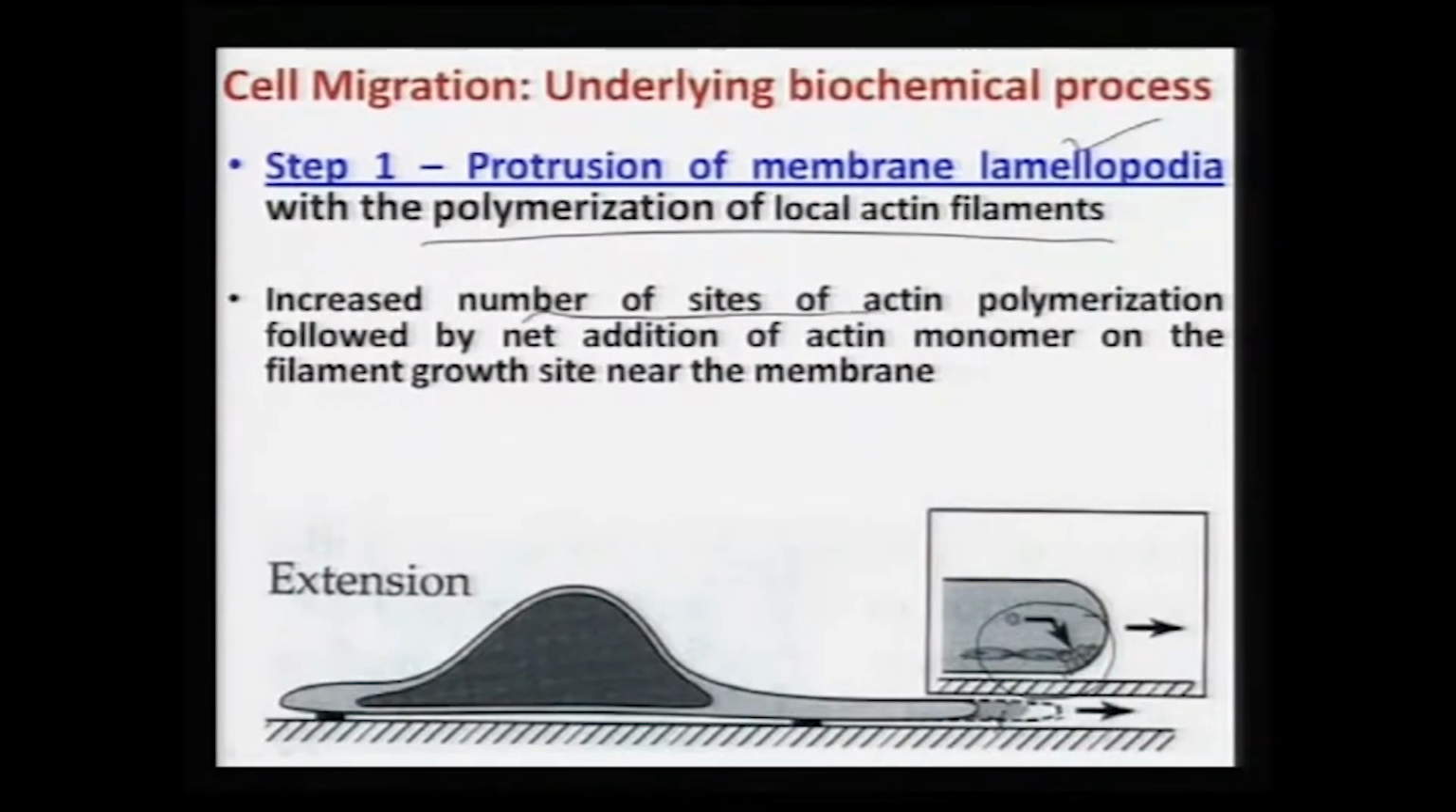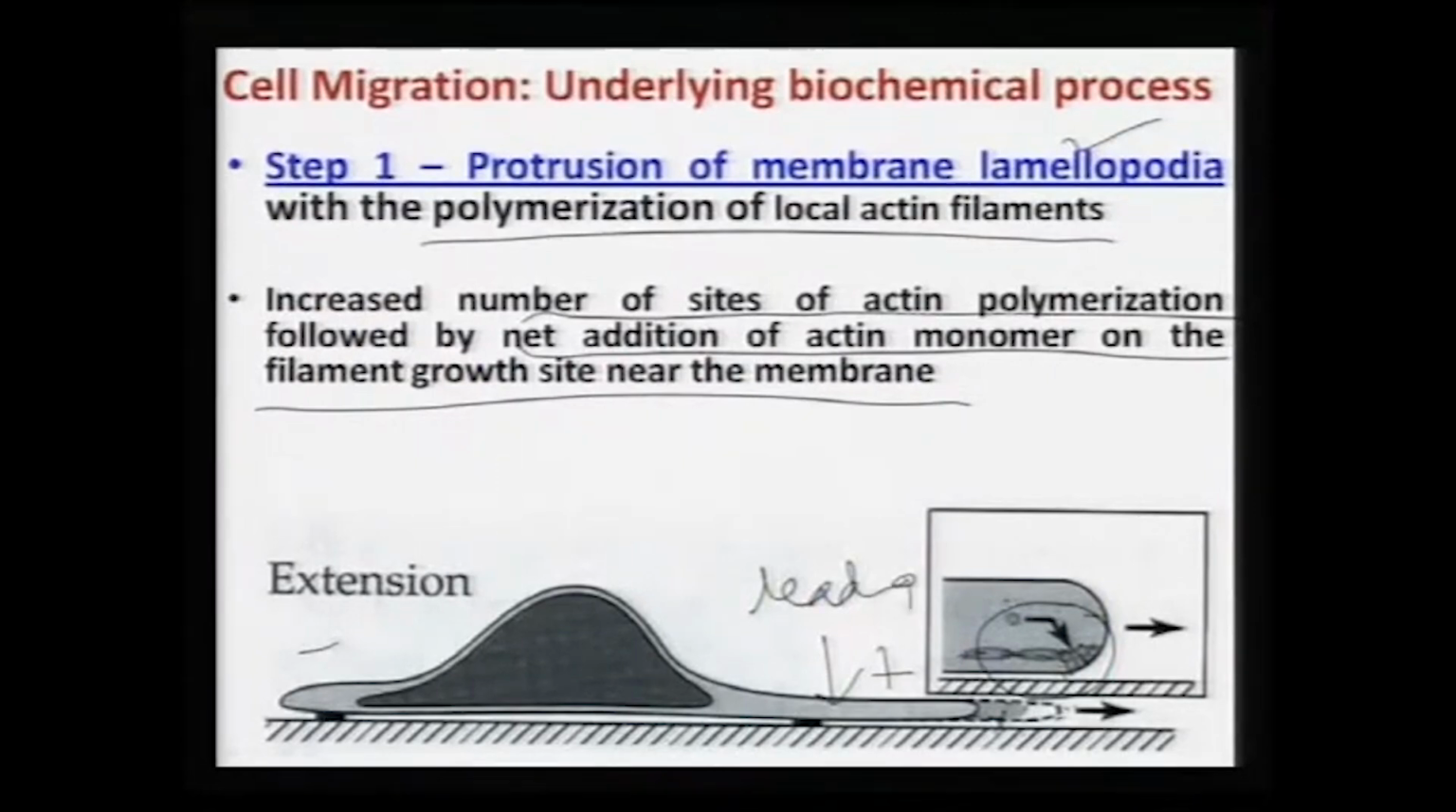So, an increased number of sites of actin polymerization will be followed by the net addition of the actin monomer on the filament growth site near the membrane. Actin monomer means these are the small monomeric molecules of the actin which are formed at the leading edge. So, typically for a cell this is considered as the plus end, this is considered as the minus end, this is called the leading edge, and this is called the rear edge.